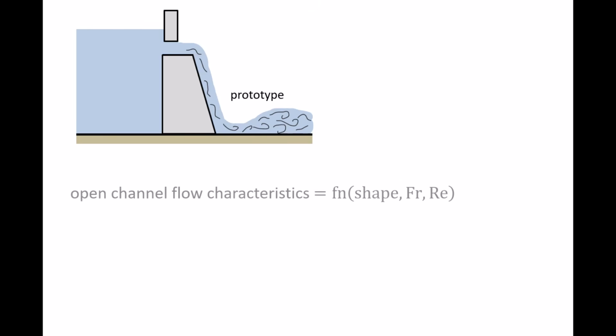When conducting modeling studies of open channel flows, which are flows of liquid that have a free surface exposed to the atmosphere, like this spillway, the flow characteristics depend on the shape of the channel as well as the Froude number Fr and Reynolds number Re. In order for the modeling results to be useful, we should try to attain similitude between the model and prototype.